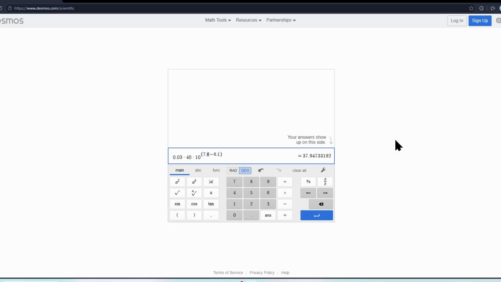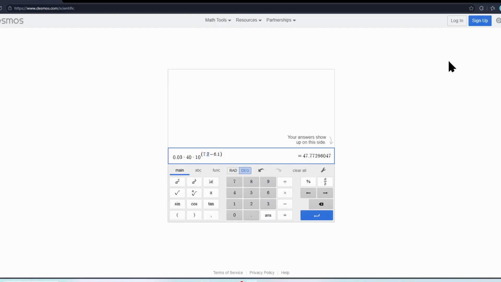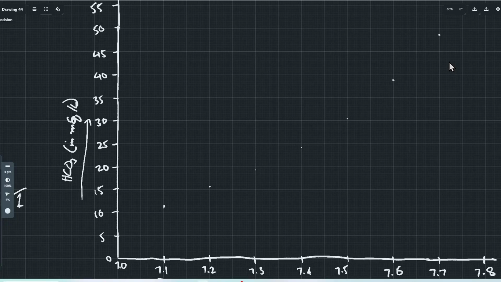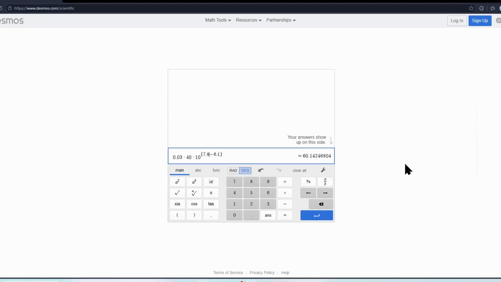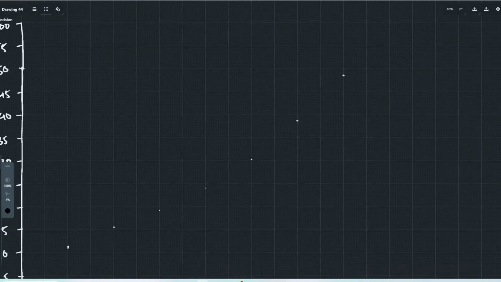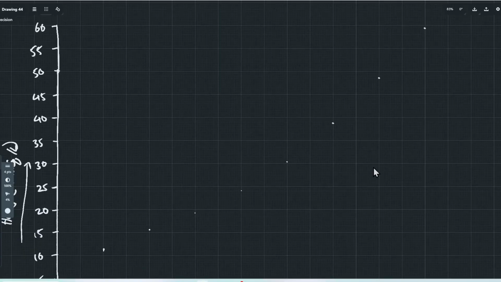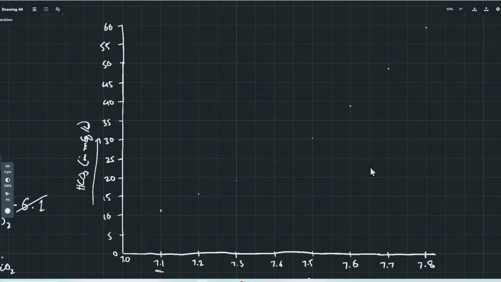Then 7.7, nearly 48, somewhere here. Then for 7.8, it would be about 60, a little bit higher than 60, so somewhere here. Now if we connect these dots, we can actually connect these dots.